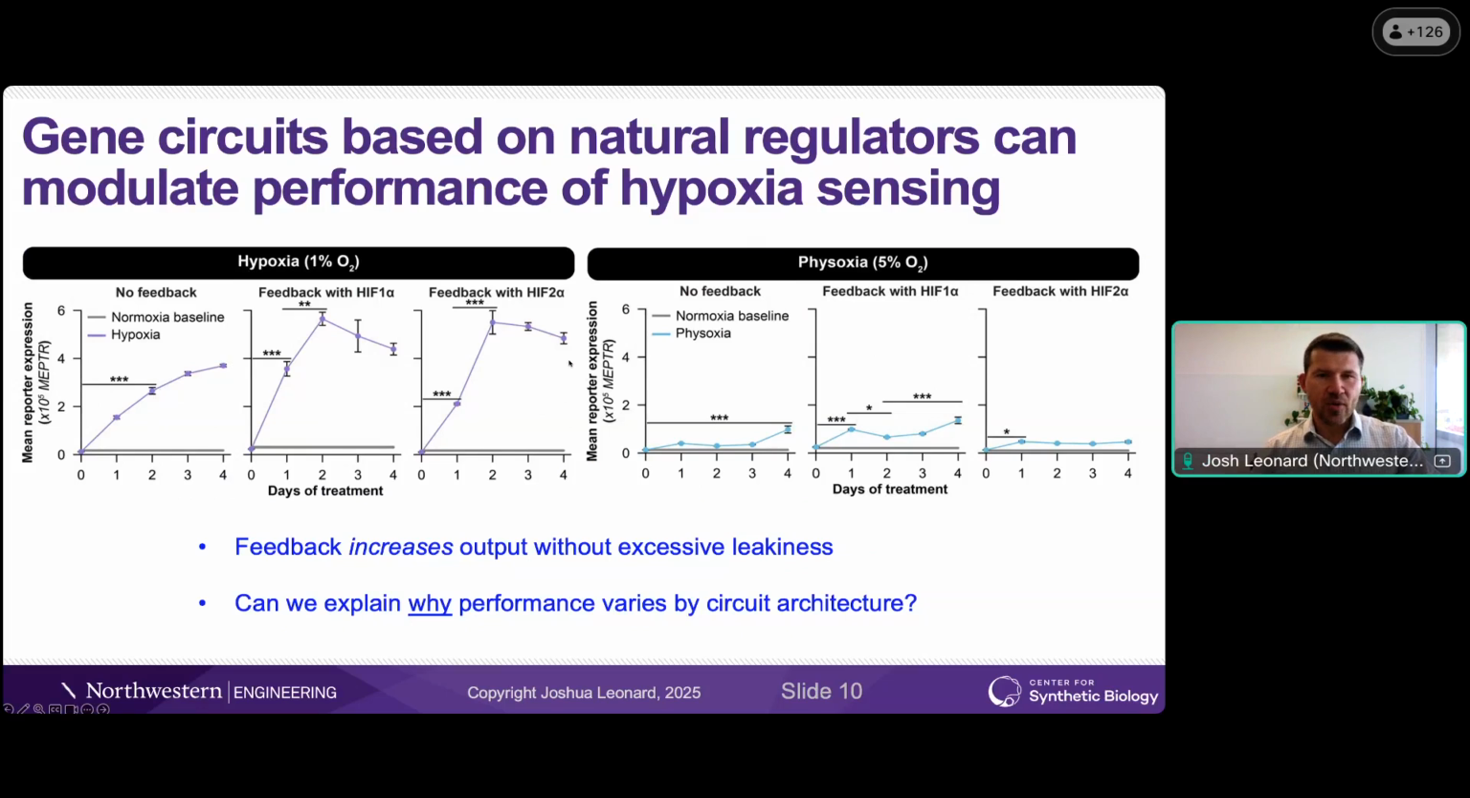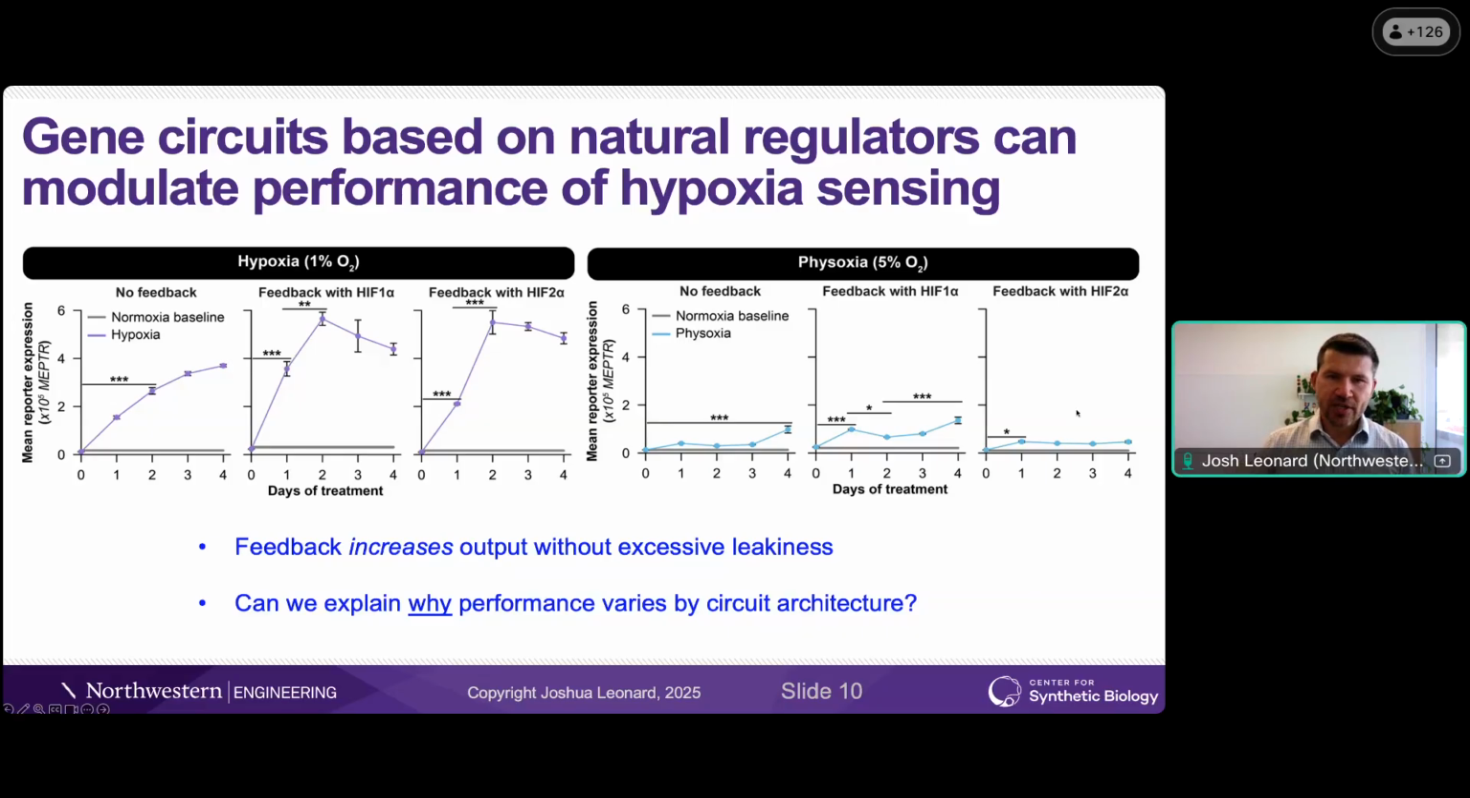And in the middle and the right, we have gene circuits that have different types of feedback. I've selected two for presentation here. And you can see that in both of the feedback conditions, we get both an acceleration of the output and an increase in the maximal level of gene expression when those cells are exposed to hypoxia.